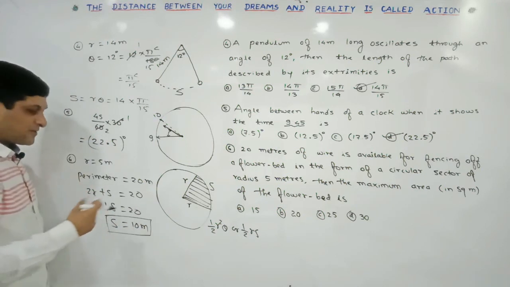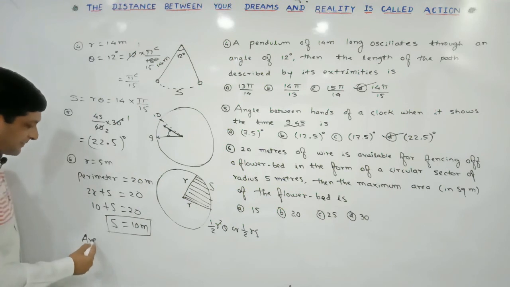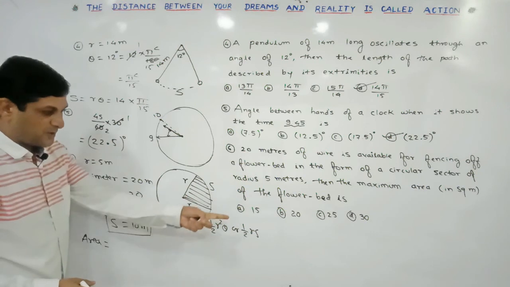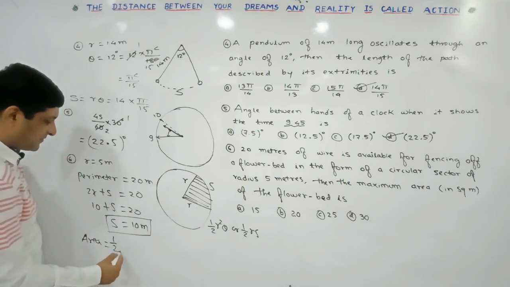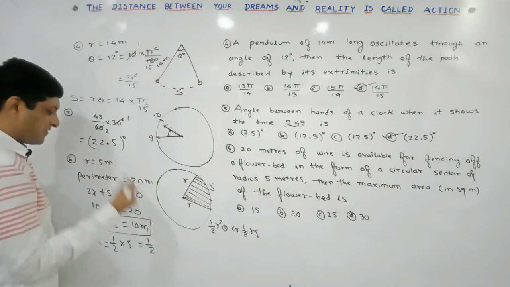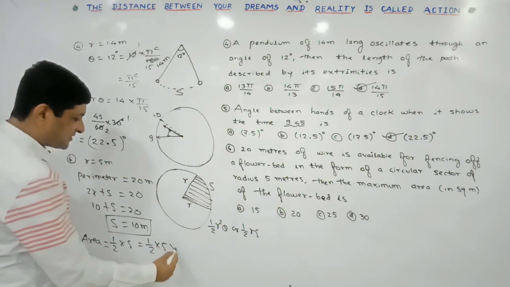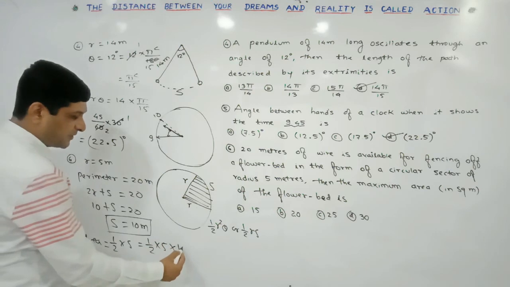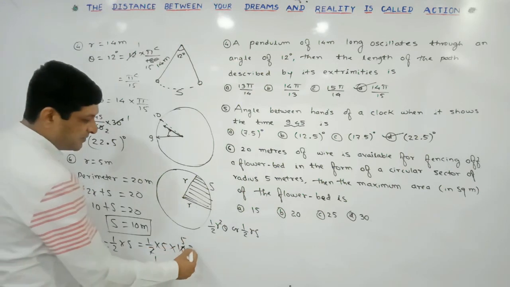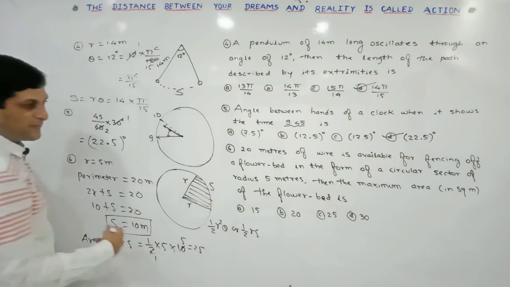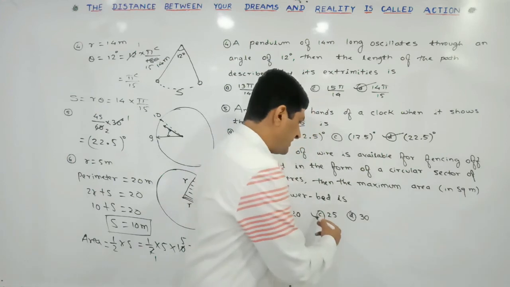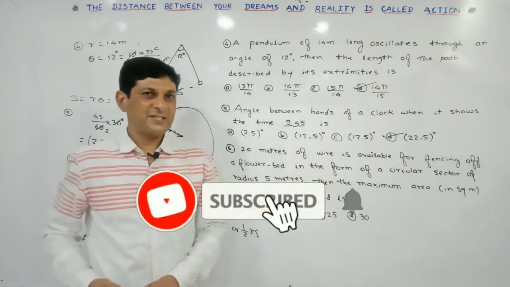Once these values are known to us, find out the required area. The required area is of a sector, so which formula can be applicable? Half RS. R is already given to us. What is the value of R here? 5. And just now we have got the value of S. S is equal to 10. So 2 1s are 2, 5 into 5 will be equal to 25. So 25 square meter will be the area of this flower bed.